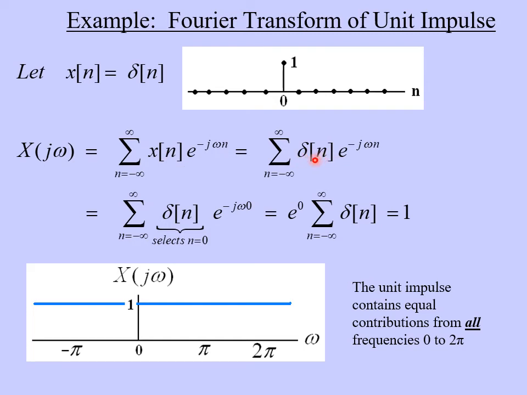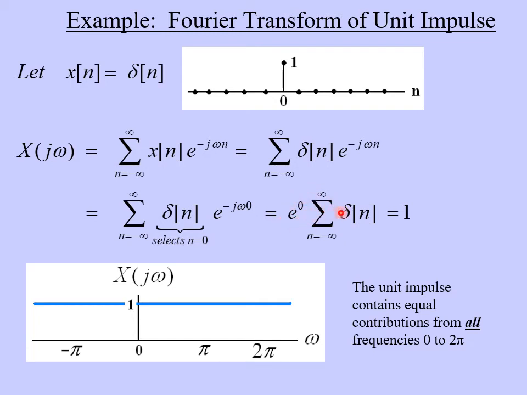Now remember what a delta function does. It forces the value of n to be 0, because for any other value the delta function has a value of 0. So it's going to select n equals 0. This is the sampling property of the delta function that we learned back in chapters 1 and 2. So we can set this n equal to 0, so this is e to the 0, which is, of course, just 1. We can bring that out in front, and that has a value of 1.